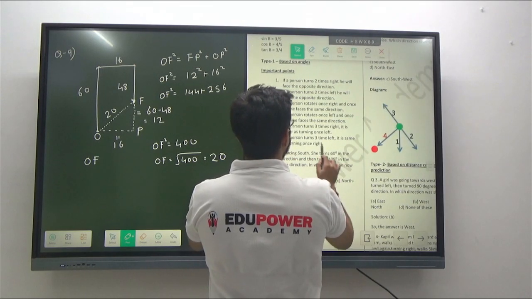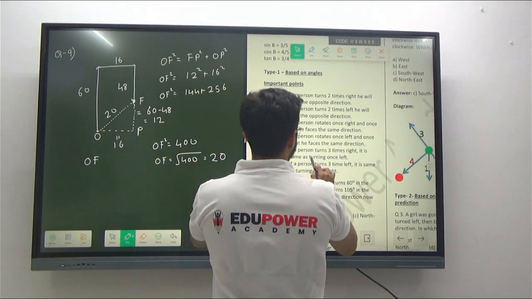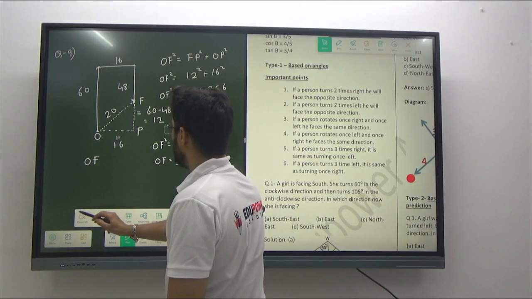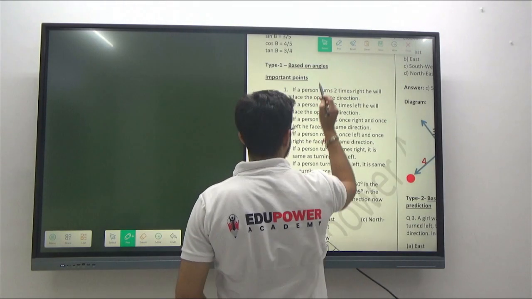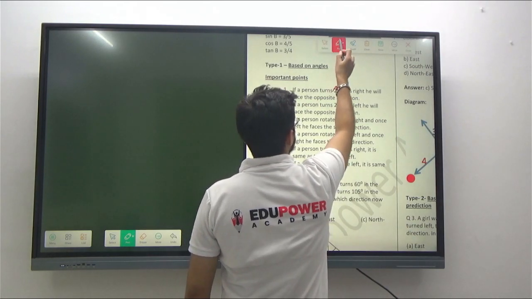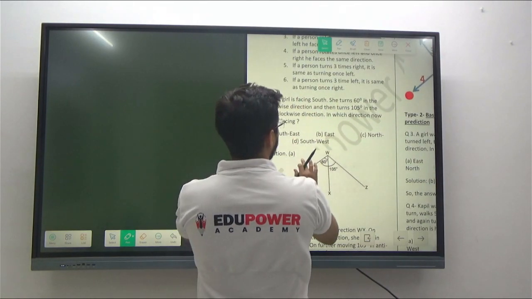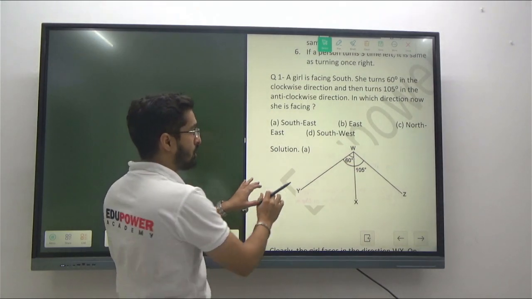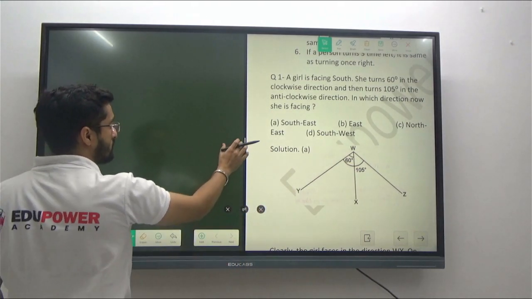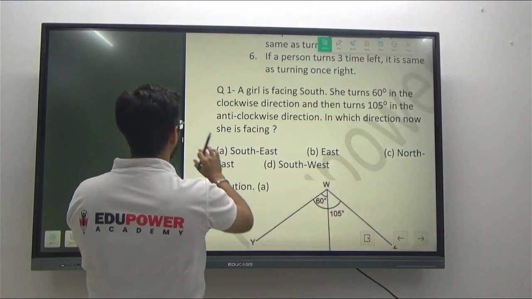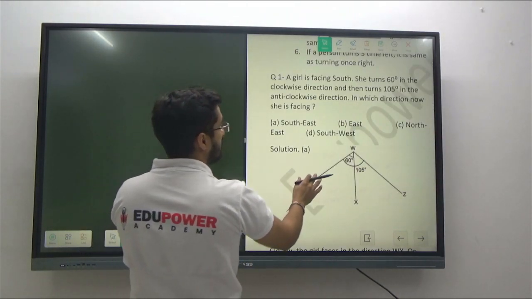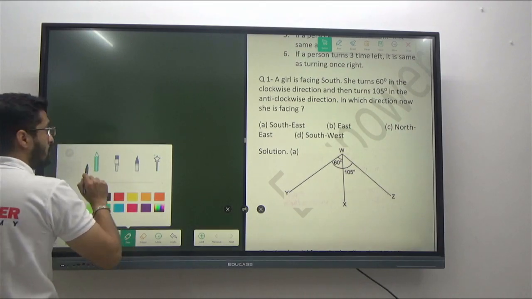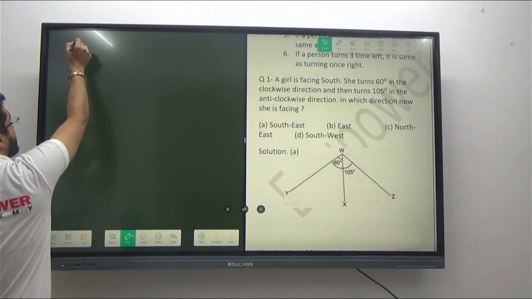Now we will be moving on to the next type of questions, which is questions based on angles. Please see how to solve these questions based on angles. We will understand this with the help of an example. Let us try to solve question number 1. What approach should we use for solving such type of questions? We will be discussing that approach. Question number 1.